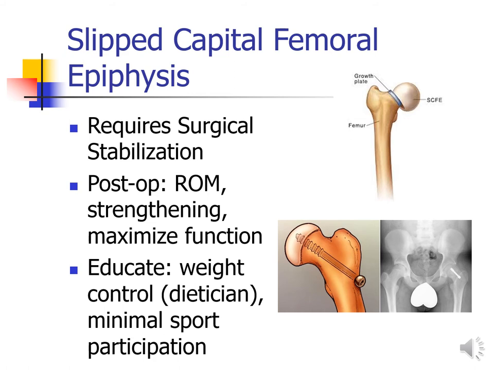If it doesn't get fixed properly, these are folks who typically go on to need total hips at a very young age, which is a major concern. But you can see the diagram up there on the right-hand side: that femoral head kind of slips across the growth plate in relation to the femoral neck, and we can see that offset there. Again, blood flow to the femoral head is a concern.